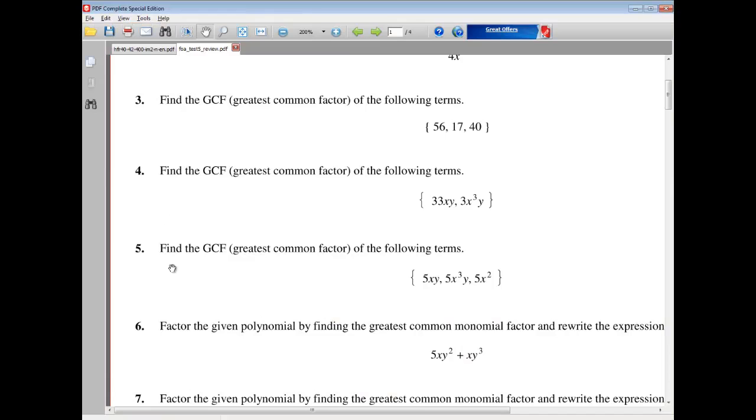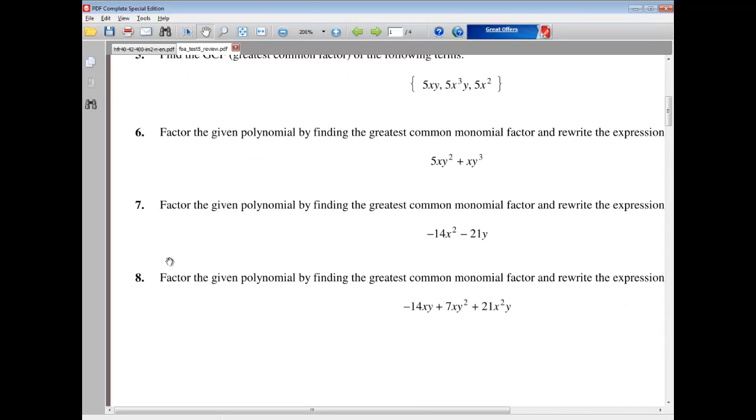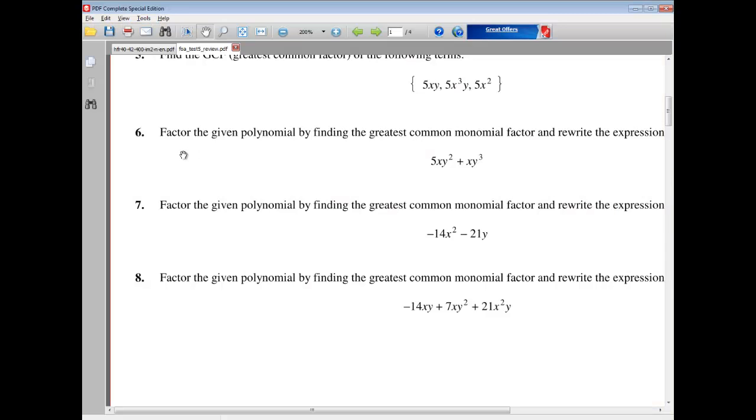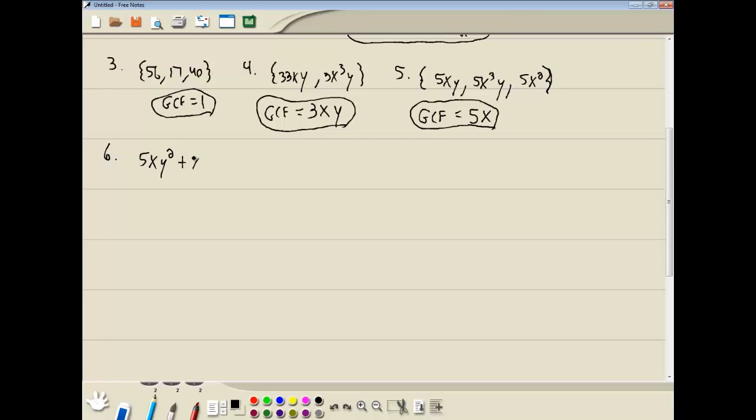Let's see our sixth one. This says 5xy squared plus xy to the third. Now, if you were to go through the list I gave you in class of the factoring techniques, our first one is GCF. Well, they do have a GCF in common. They both have at least an x. And for our y's, they have a y squared and y to the third. Remember, we always go with the one with the smallest exponent, so we want y squared.